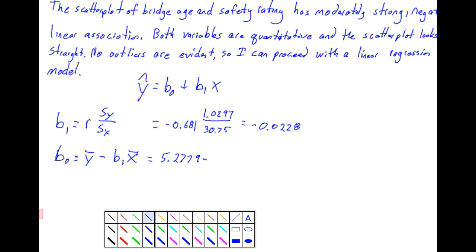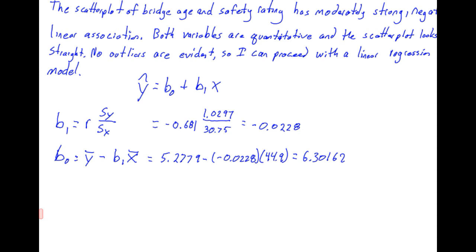5.2779 minus b1, which is this negative 0.0228 times x bar, the 44.9, and this comes out to be 6.30162. And now we're ready to write out the model.